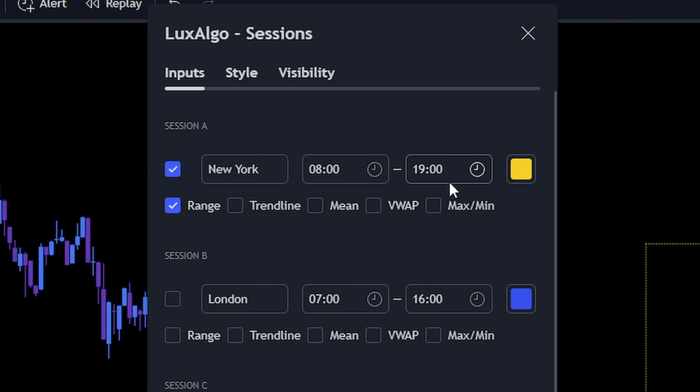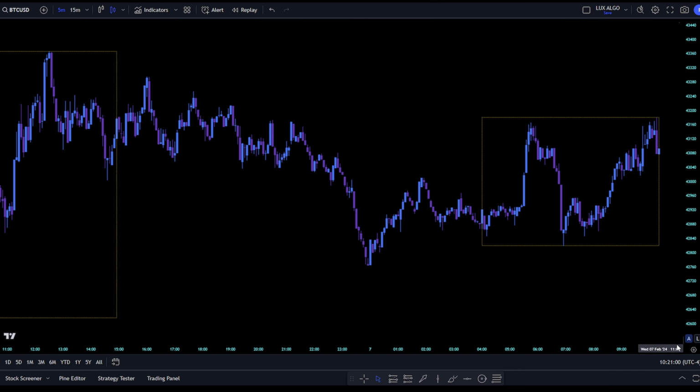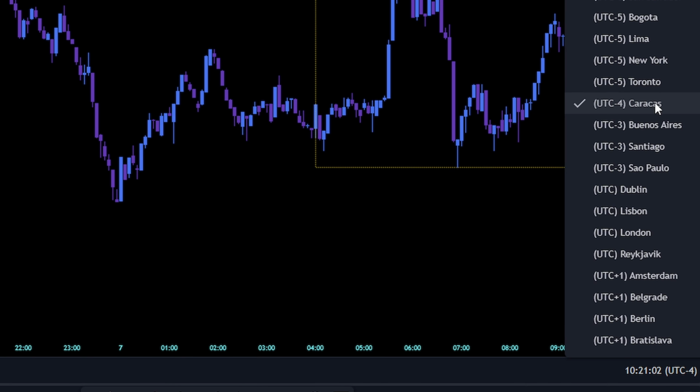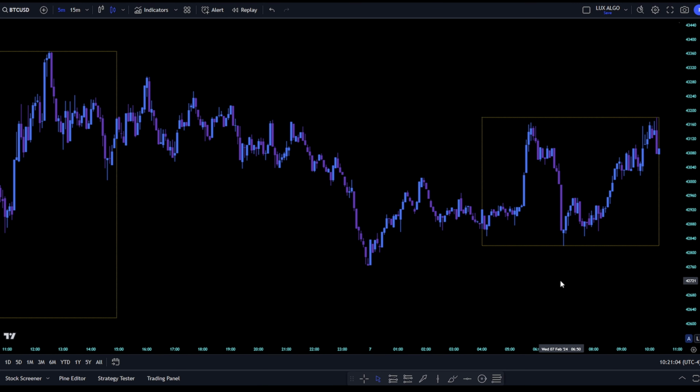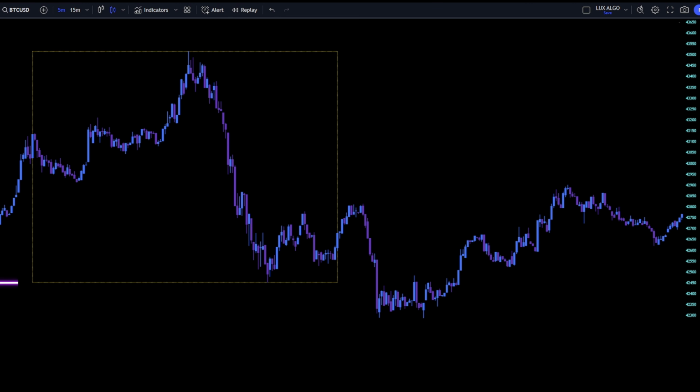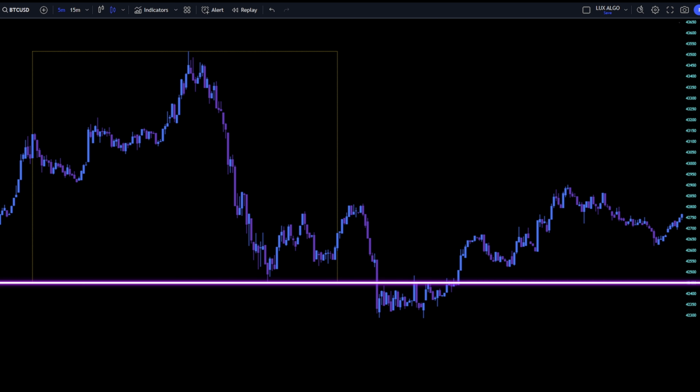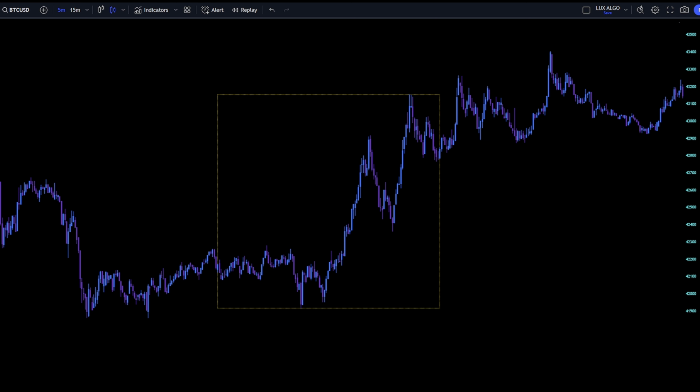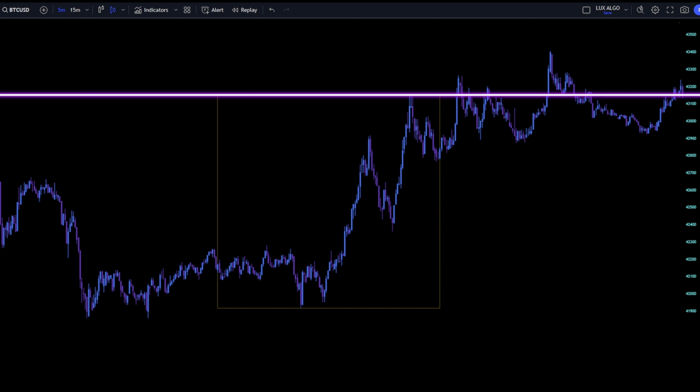You want to use the time from 8 a.m. to 7 p.m. Now click this button right here and change your time zone to UTC-4. We'll be using this session indicator to pinpoint the low and high points of the market. We'll especially focus on the sweeps of these levels, as they will serve as our first entry condition. This approach will help us identify the most opportune moments to enter the market.